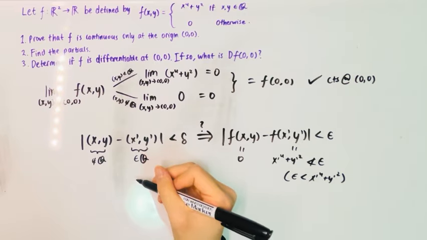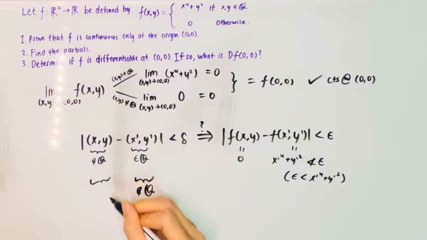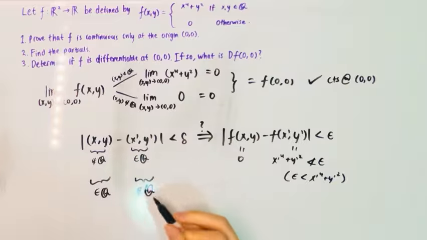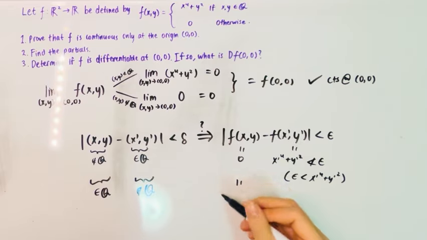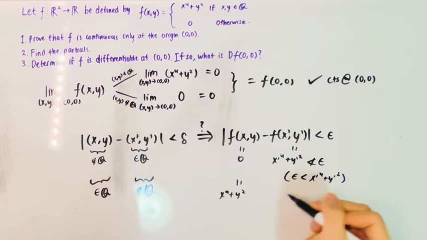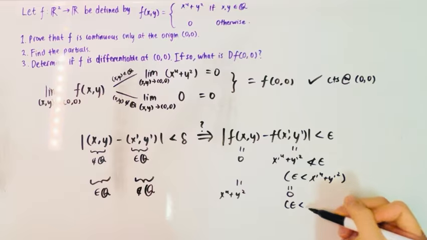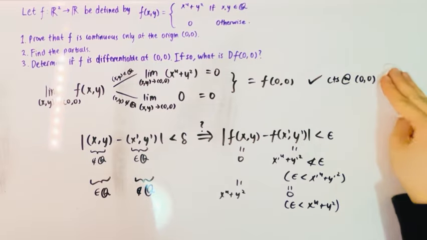Similarly, if it's in the irrationals, by the density of the rationals in the reals, we can find an (x, y) delta-close to (x', y'), and in that case, this would equal x⁴ + y². That would equal 0, and again, by the same reasoning, we have that for epsilon less than x⁴ + y², this will not work. So this function is only continuous at the origin.